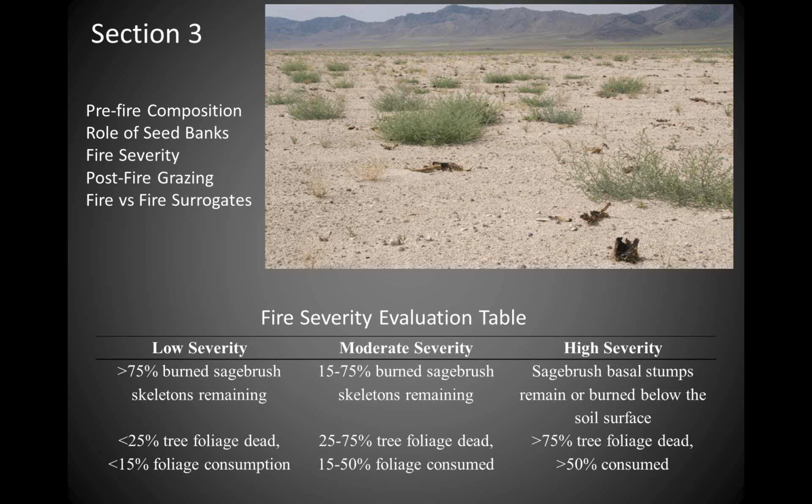But there are characteristics that you can go out and evaluate on a site that can help you say, well, this was really a low severity fire, so we probably had minimal mortality of some of our more desirable species on the site, or we might be looking at high mortality. I know from some of the work that several have done, and some of the work John Bates and I have done, we can go from less than 10% mortality to over 80% mortality of deep-rooted perennial grasses, depending on how severe the fire was.